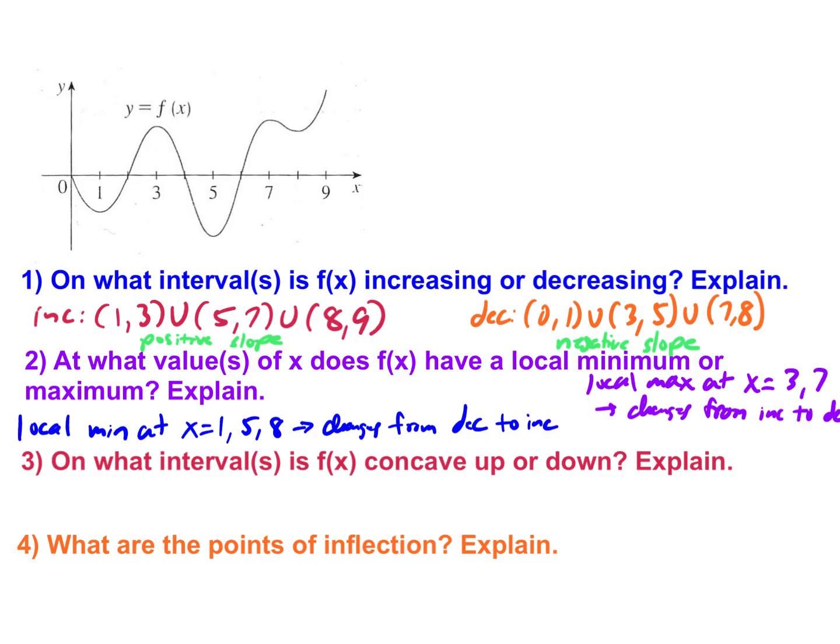All right, what intervals is it concave up? Remember, think about the tangent lines. Right here, the tangent lines are all below the graph, and then right here it flips, and then it's above the graph. So I'm concave up from 0 to 2, from 4 to 6, from, I don't know what this is, 7.5-ish to 9. And then concave down from 2 to 4, from 6 to 7.5.